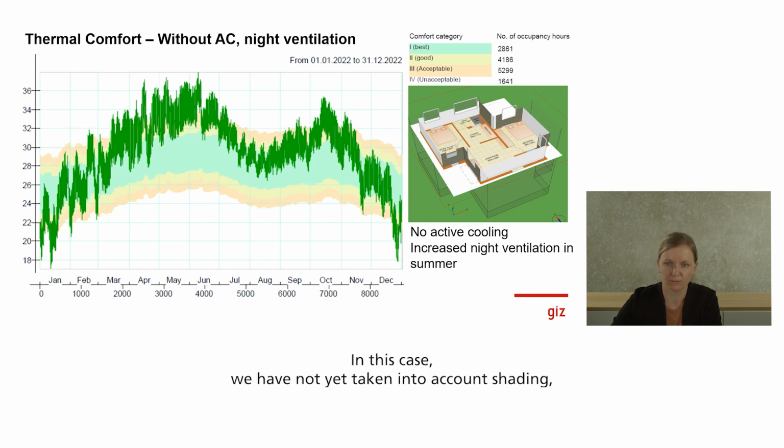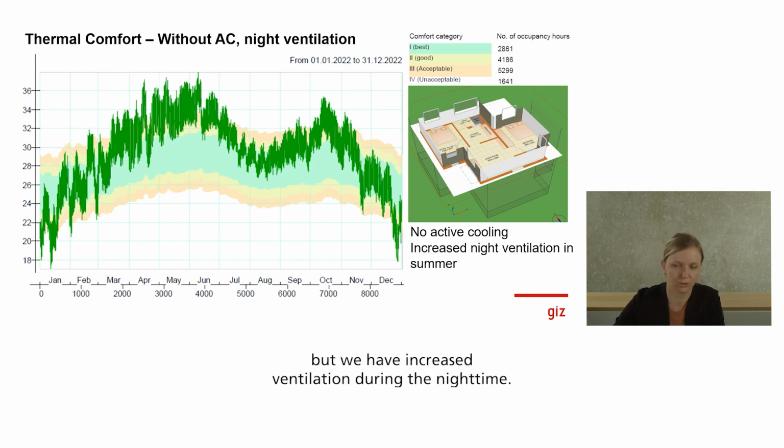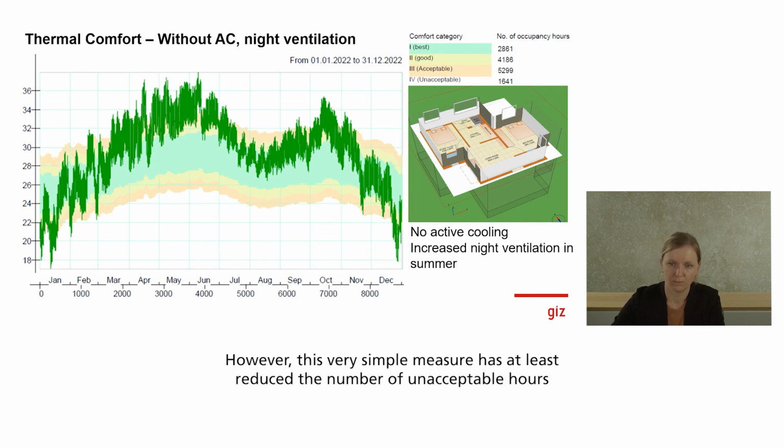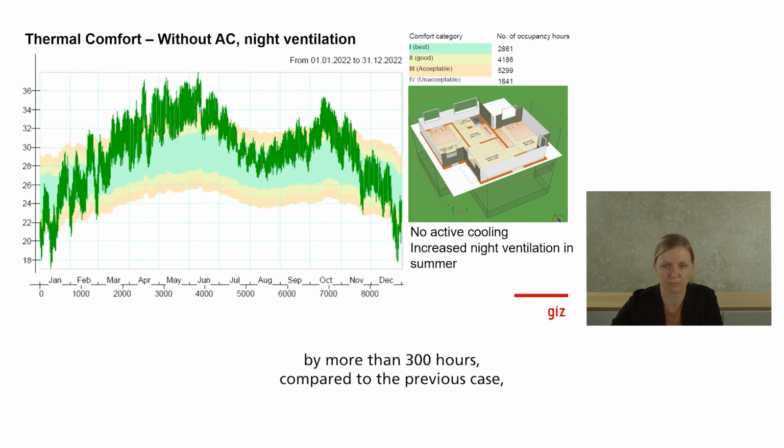In this case, we have not yet taken into account shading, but we have increased ventilation during the nighttime. We see that the course of the temperature is very similar to the previous case, without night ventilation. However, this very simple measure has at least reduced the number of unacceptable hours by more than 300 hours, compared to the previous case, which is about 17%.